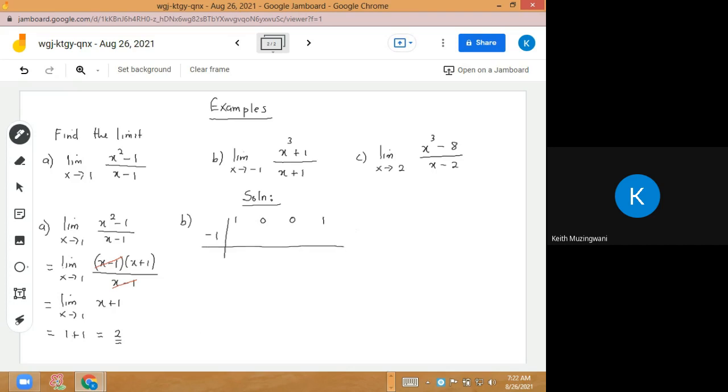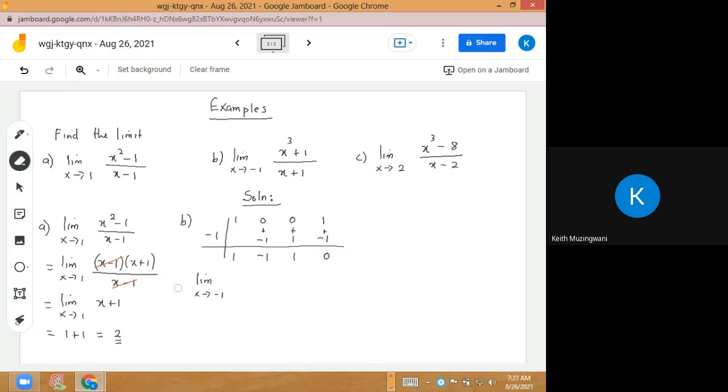constant. Bring down the 1, -1 times 1, we get -1. Add, we have -1. -1 times -1, we get +1. Add, we have +1. -1 times +1, we get -1. Add, we have 0.